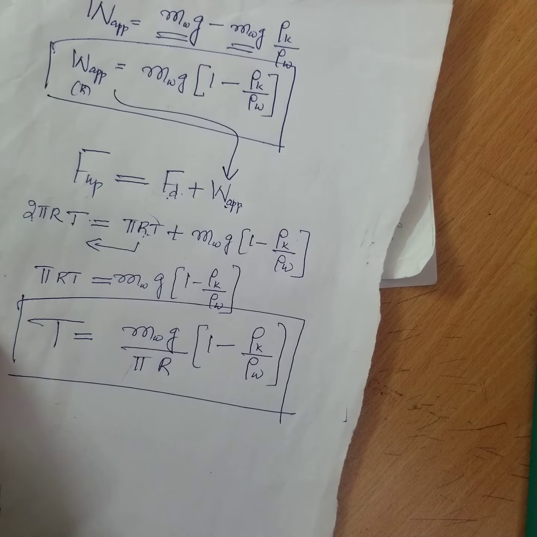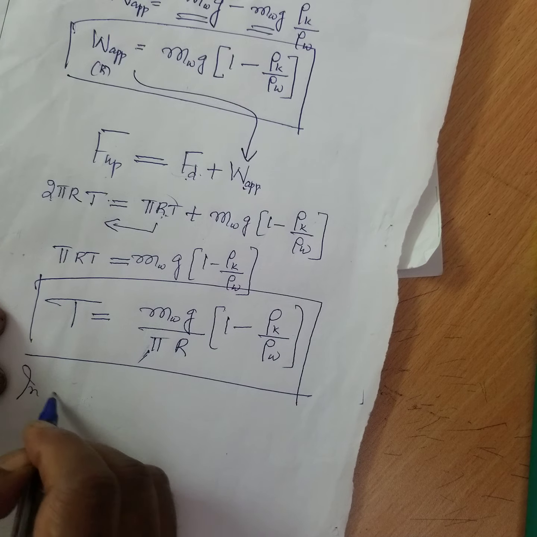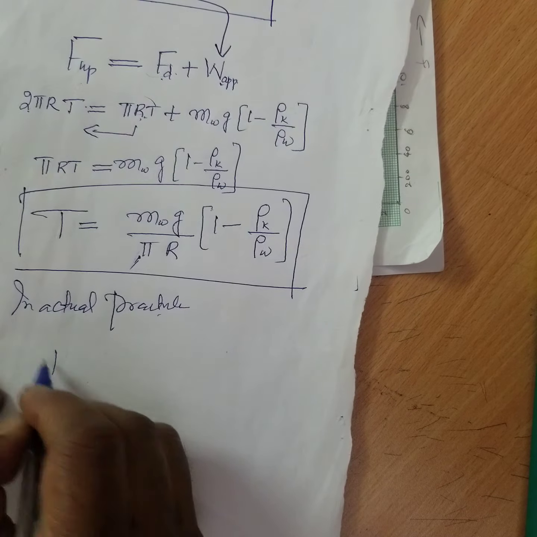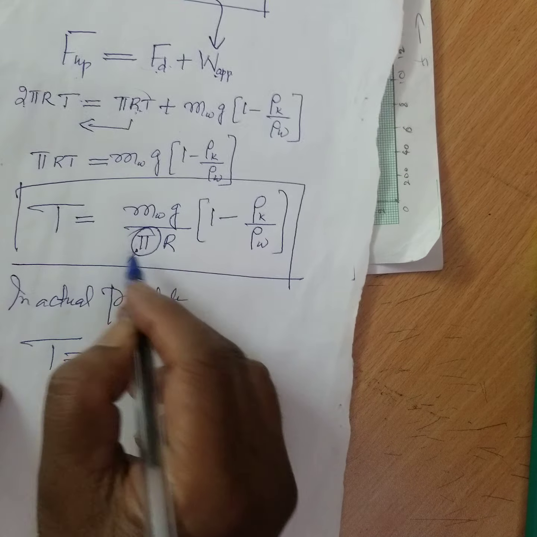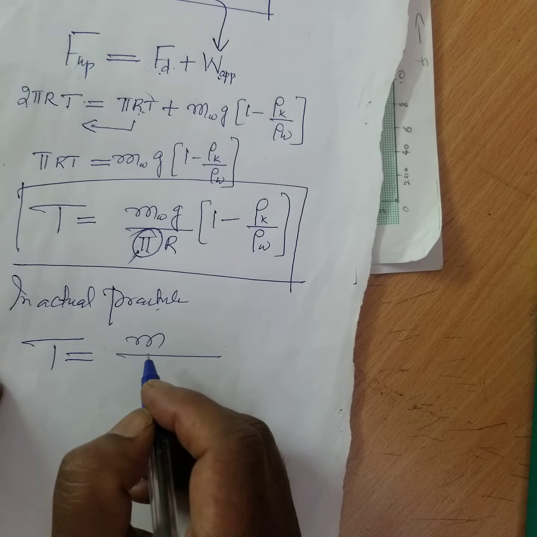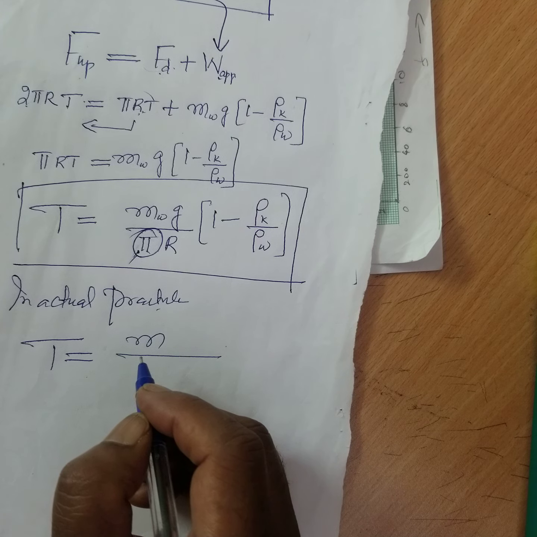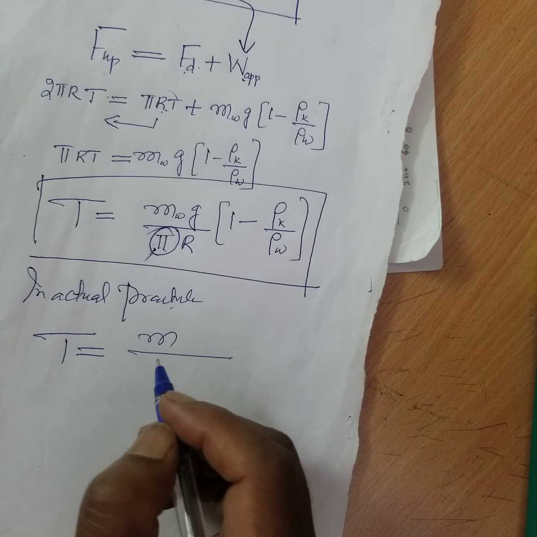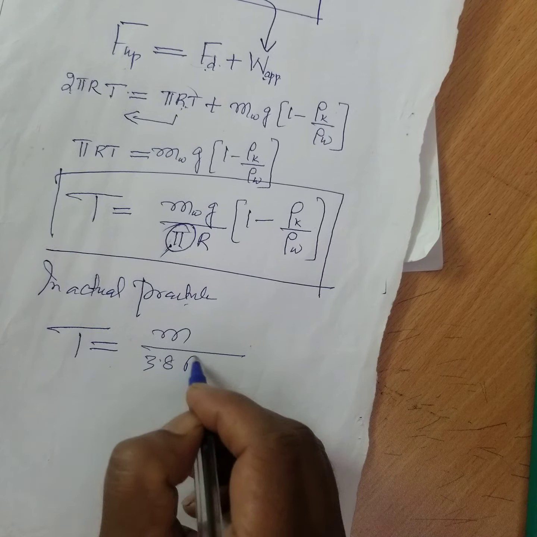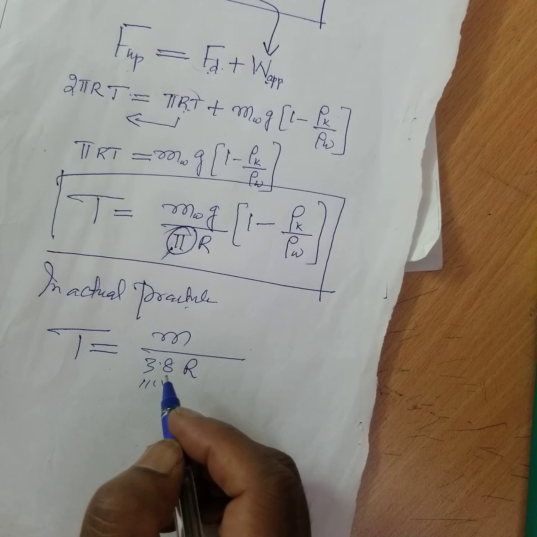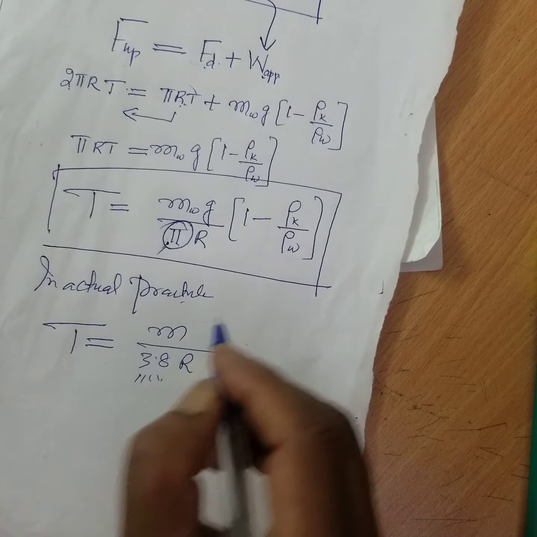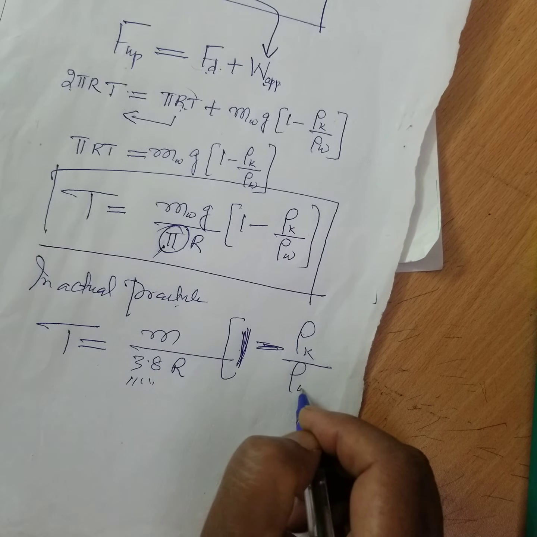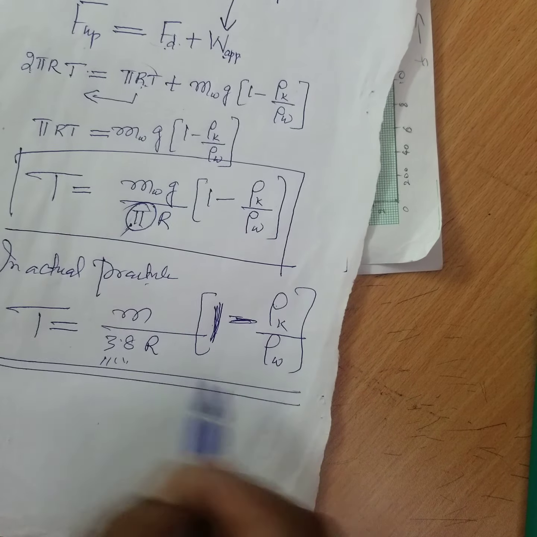This is the theory. You can calculate. But in actual practice, interfacial tension is equal to, pi is replaced by what? They will give us some value. Pi is replaced by 3.8 r. This is calculation by corrections. This is called correction by Rayleigh. By Rayleigh correction, we use this formula in lab to calculate.